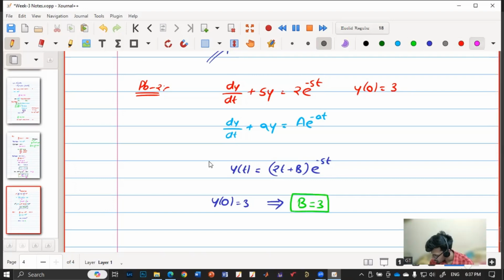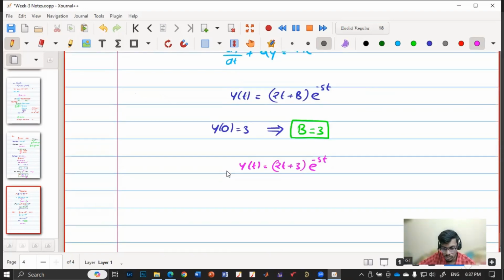So now I got my final y of t as 2t plus 3 into e to the power minus 5t. If you want, you can also check by inserting this y of t in the given equation and see whether whatever we got is correct or wrong.